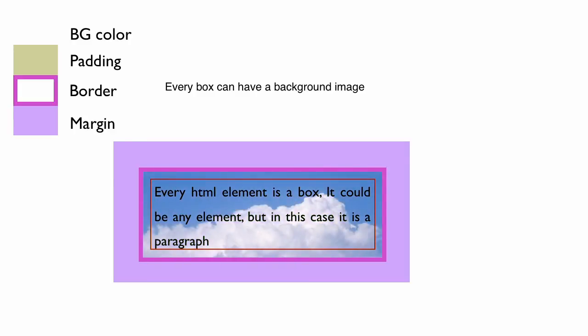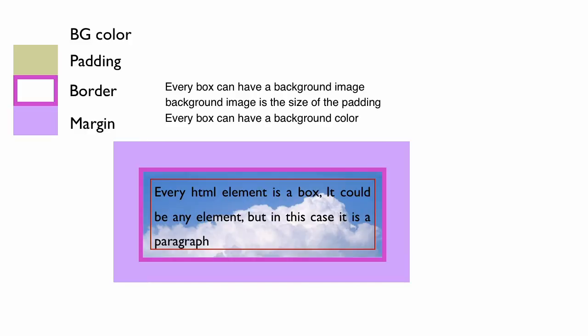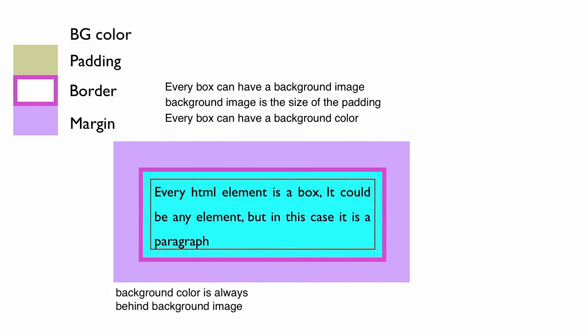Every box can have a background image. The background image is equal to the size of the padding, so if I needed more of my image to show, if perhaps some of it were clipped, I would need to add more padding. Every box can have a background color, but the background color is always behind the background image.